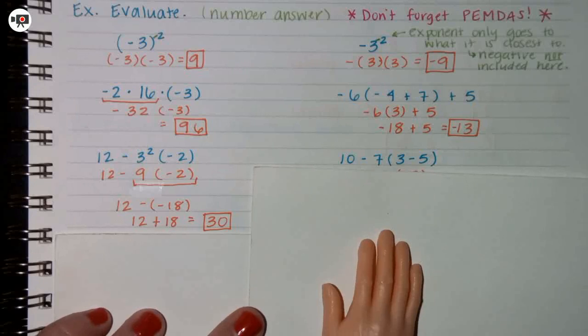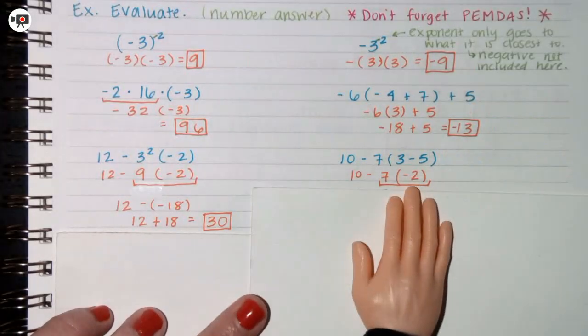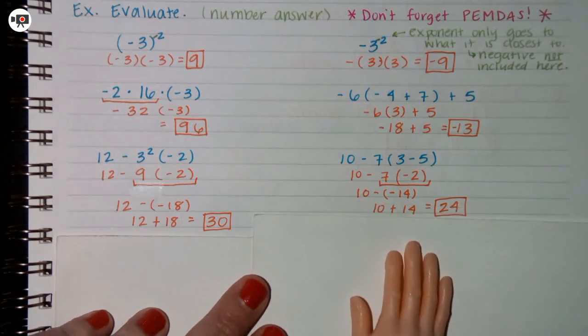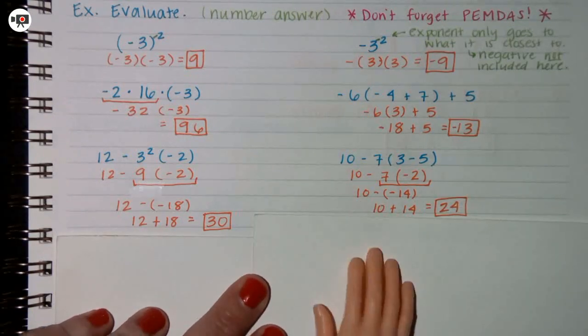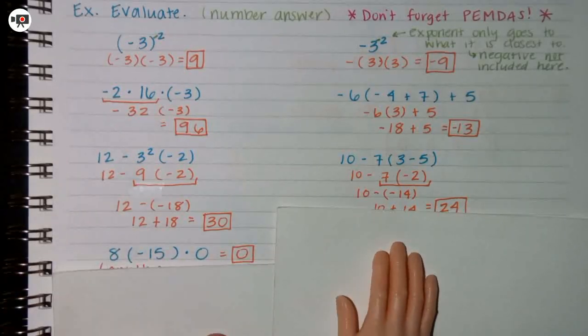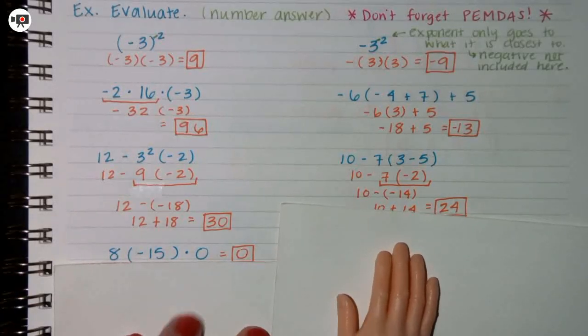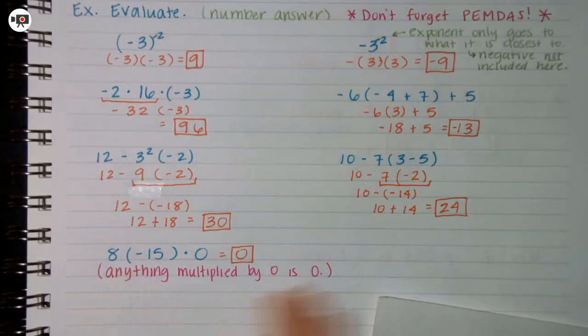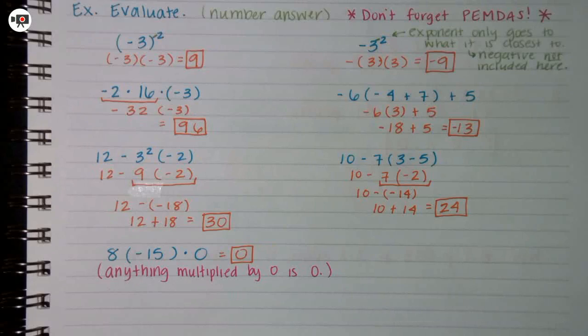And 10 minus 7 times 3 minus 5, parentheses first, then multiply. Then 10 minus a negative 14 is 10 plus 14 to get 24. 8 times negative 15 times 0. Anything times 0 is 0, so this whole thing has an answer of 0.